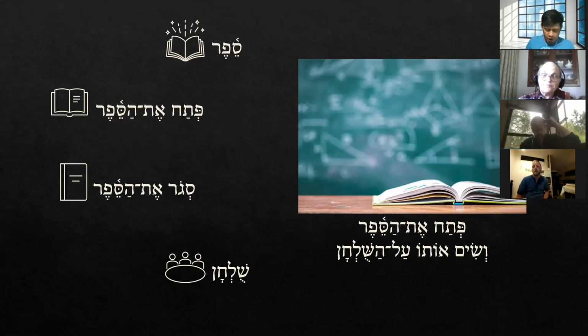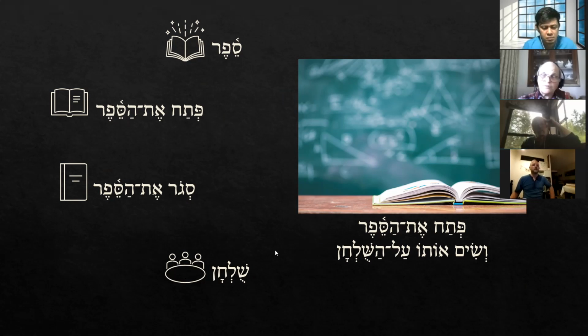Okay, so at the top we have sefer, you know sefer. Then this is ptach et sefer, open the book. Ptach et sefer. Close the book. Sgor et sefer. And then at the bottom you have the word shulchan. Shulchan means table.